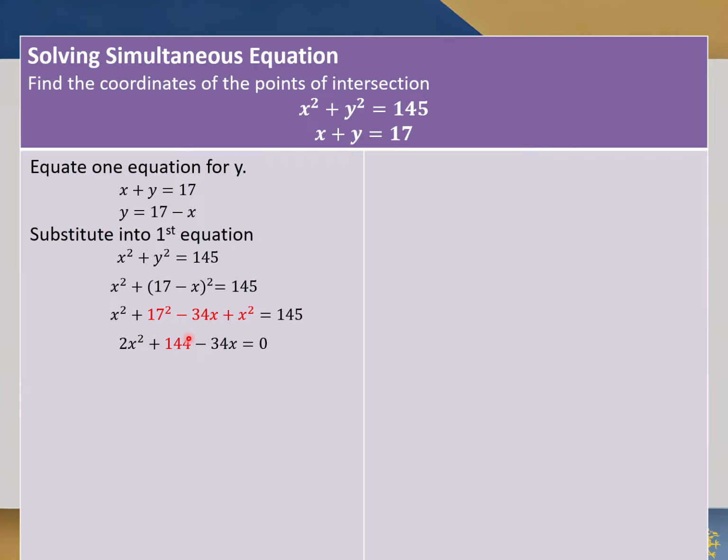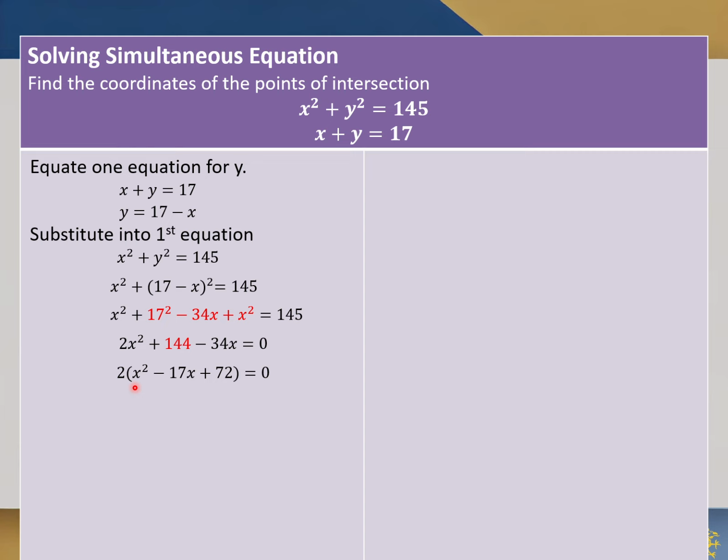So now I'm left with 2x squared plus 144, take away 34x is equal to 0. I want to make it simpler for myself, so I'm going to factor out the 2 because they're all even. And straight away, that gives me 2 in brackets, x squared, take away 17x plus 72.